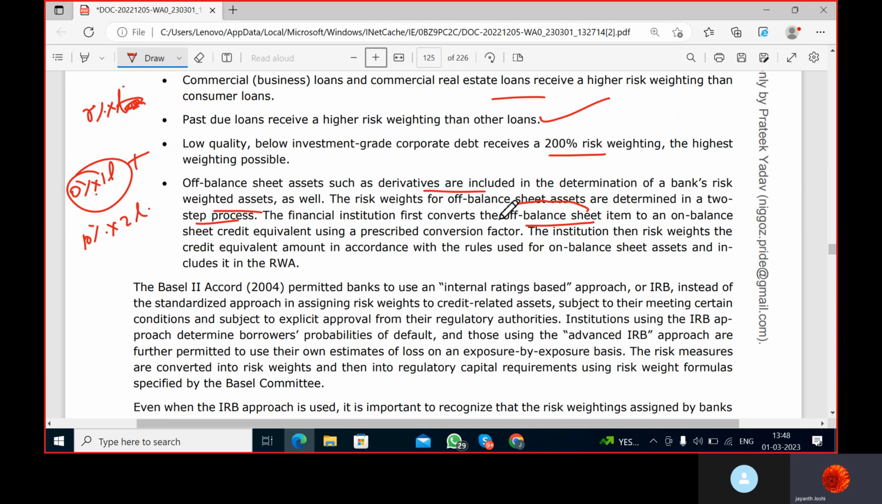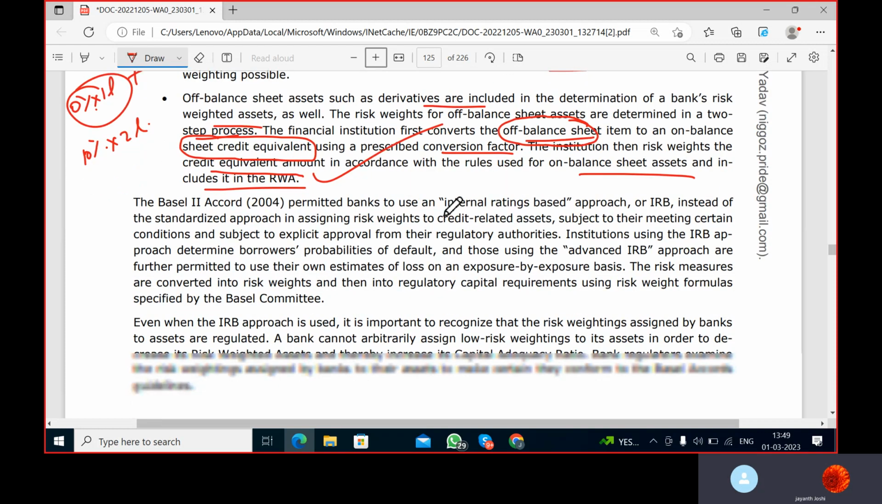So first you have to convert those off balance sheet items into on balance sheet credit equivalents. That means if it would have been an on balance sheet item, which you would have shown in the balance sheet, what kind of rating, what kind of risk it would have had. Those conversion factors are not in your syllabus, let me be very clear. That much detail they have not given in your syllabus. So the institution then risk weights the credit equivalent amount in accordance with the rules used for on balance sheet assets and includes it in the risk weighted assets. So that much detail is not given to you.